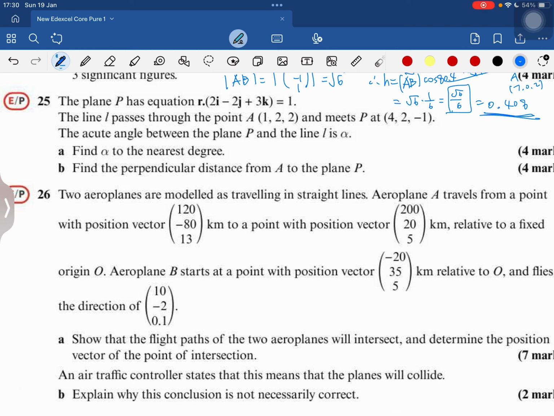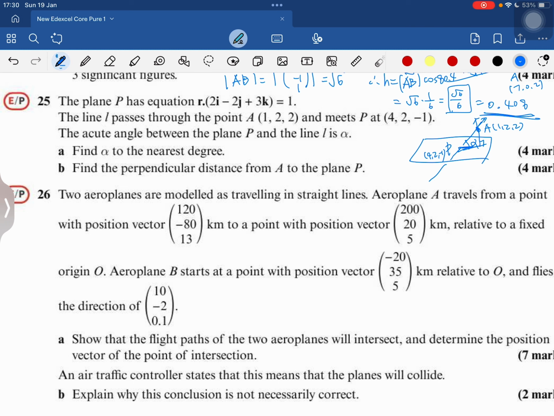Plane P has an equation like this. L passes through the point A and meets the plane at P, which is 4, 2, -1. So this is the plane P, and it has the equation. The line is like this, and this is P, 4, 2, -1. This is A, which is 1, 2, 2. The acute angle between the plane and the line is alpha. So let's call it alpha here, and find alpha to the nearest degree.